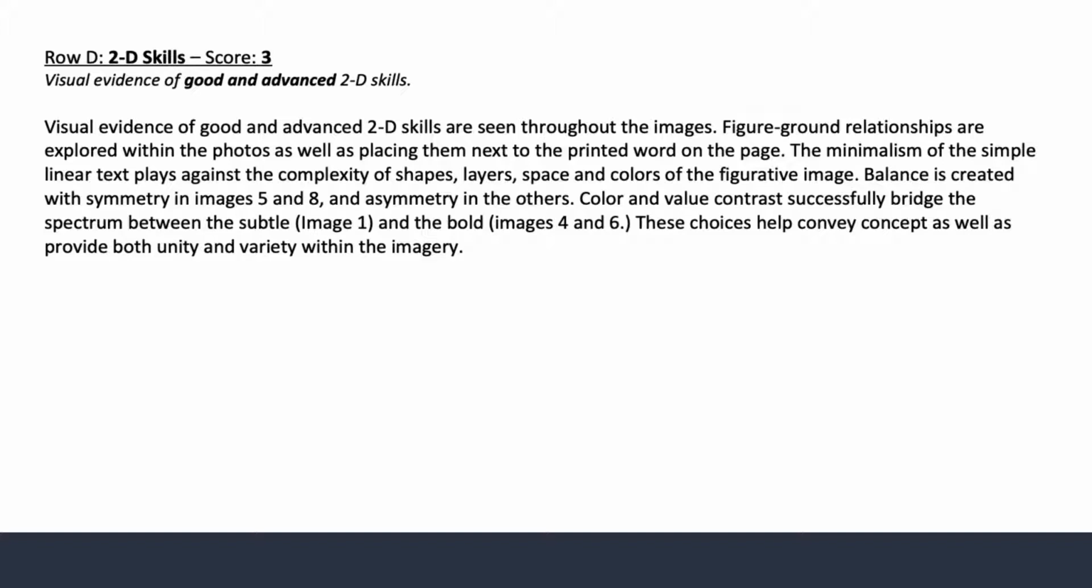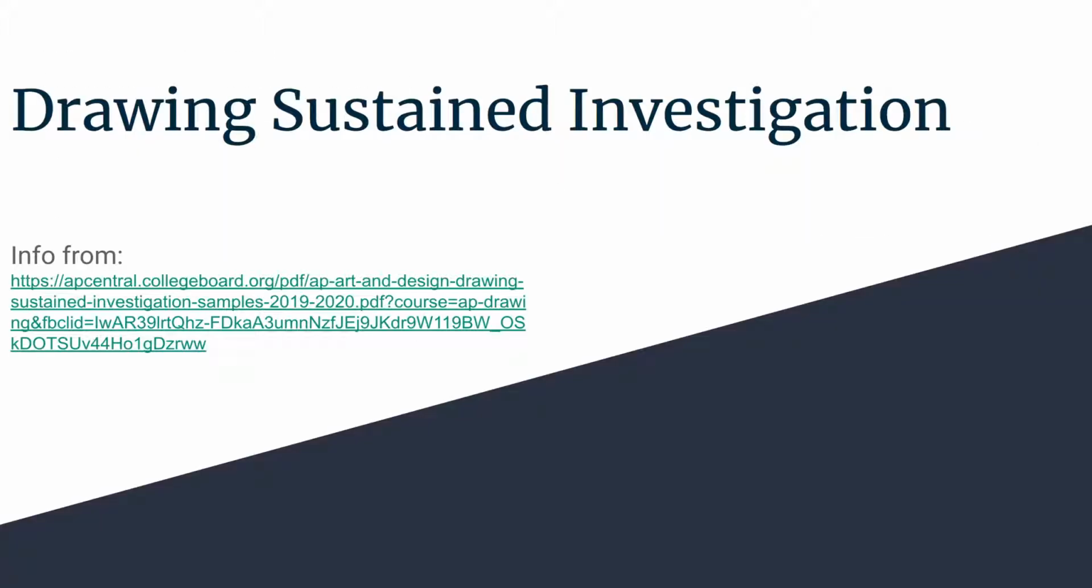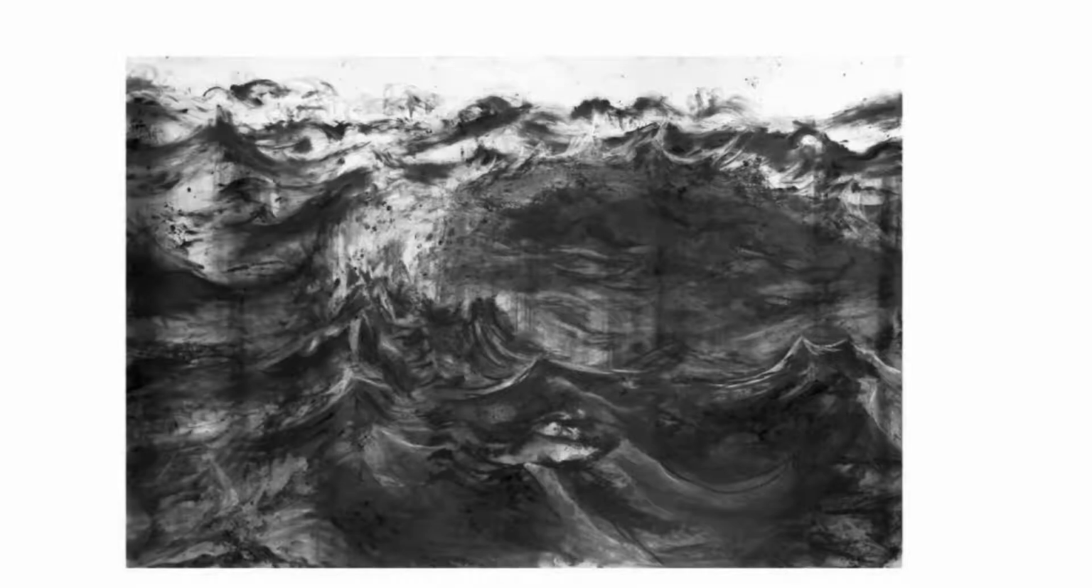So unity and variety are principles of design. Color and value are elements of art, as are symmetry and asymmetry. And as I said, we will get into those more and more just to give you a little bit as we go. So now we're going to look at a specific example of drawing to give you some more ideas.